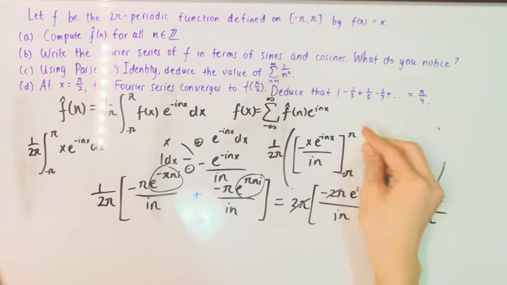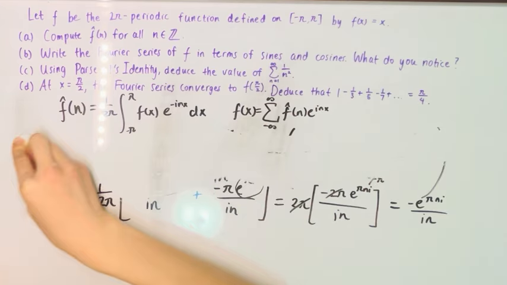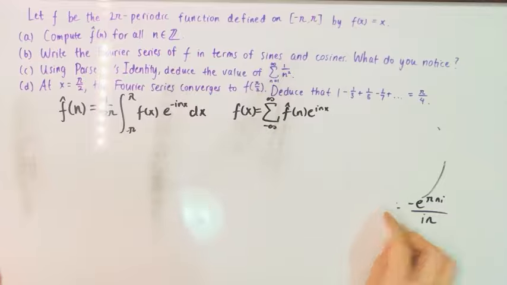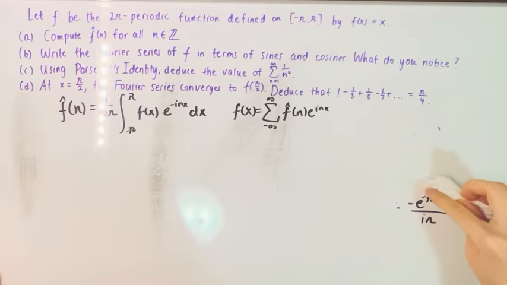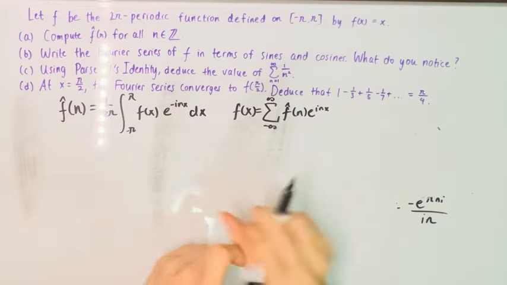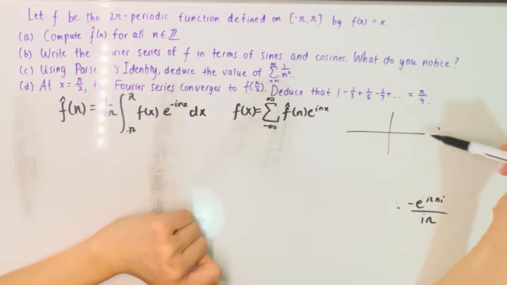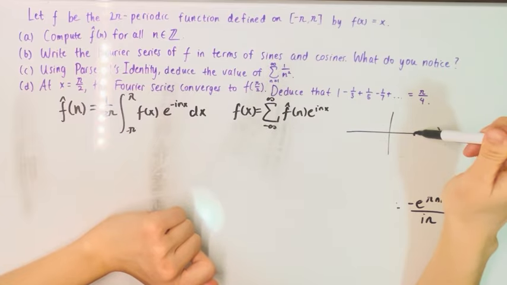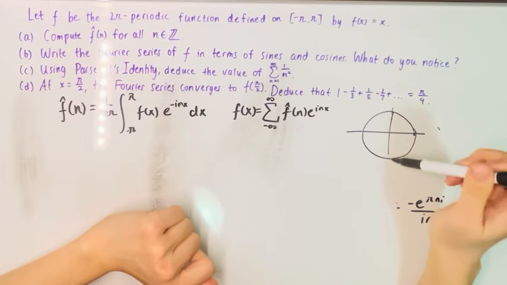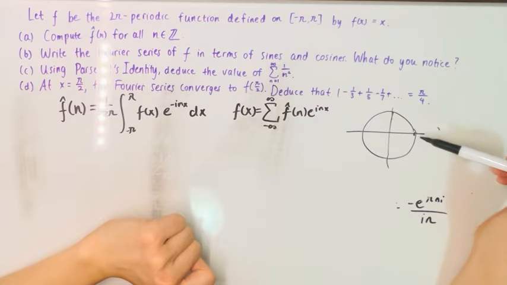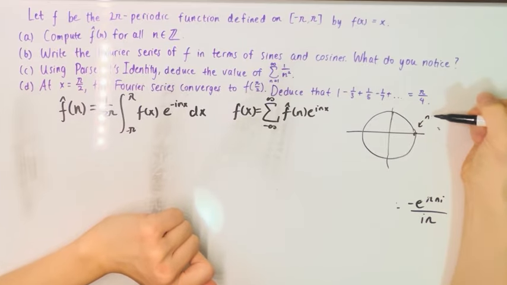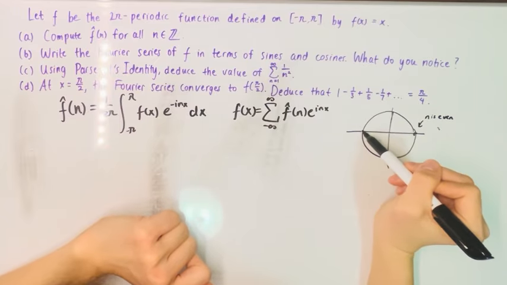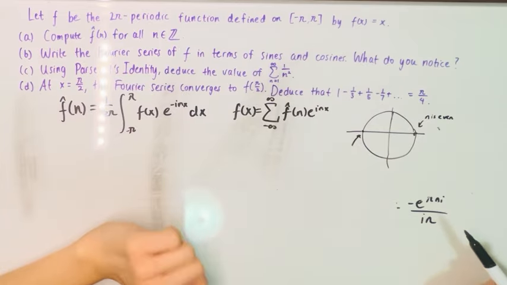And the answer actually is kind of. I don't know if this counts as simplifying, but notice that when n is even, we will have this point, right? This is going to be our e to the pi n i. So this is n is even. When n is odd, so 1, 3, 5, 7, our e to the pi n i will be here.